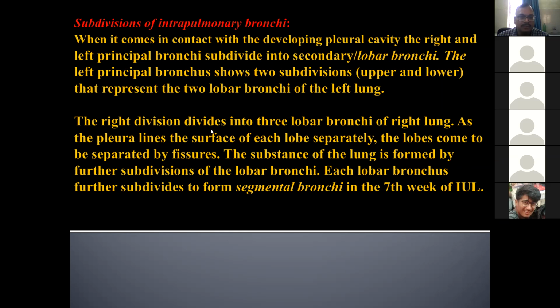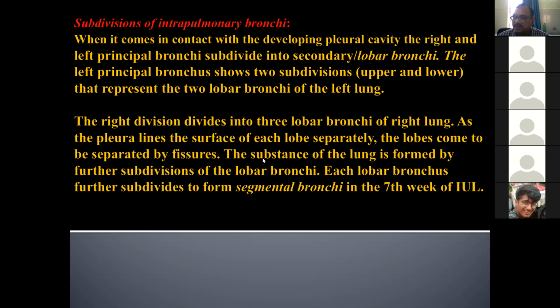The right division divides into 3 lobar bronchi of the right lung. So it depends upon the species. If the species is having 3 lobes of the right lung, 3 lobes will be formed. If it is having 4 lobes, 4 will be formed. As the pleura lines the surface of each lobe separately, the lobes come to be separated by fissures. So in gross examination of lungs, you might have seen that each lobe of the lungs is separated by a fissure. So this fissure will be formed when the lobes start dividing.